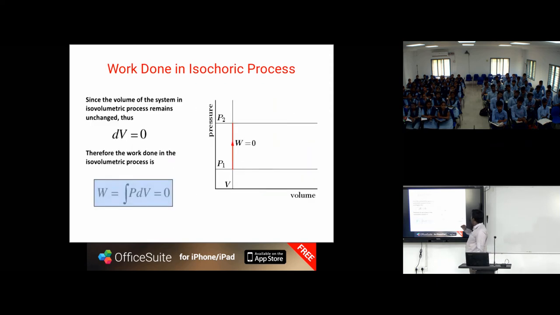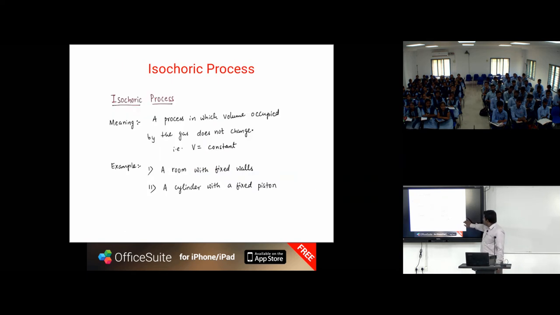Now see this one. Draw the PV diagram, the pressure versus volume diagram. The volume remains constant while the pressure changes from P1 to P2. But since the volume remains constant, no work is done. Here you are not getting any area covered. So no work is done in an isochoric process: dV is equal to 0, or W is equal to the integral of PdV, which equals 0. Examples: your room with fixed walls is an example of an isochoric system. A cylinder with a fixed piston is also an example of an isochoric process.